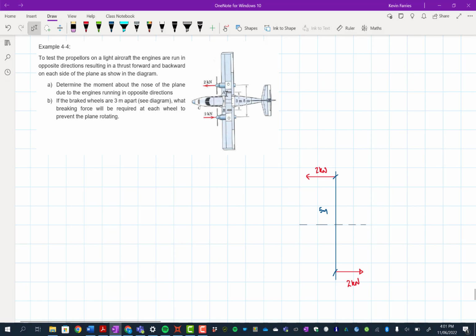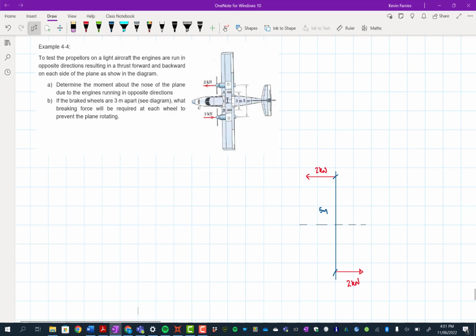These are the wheels here, and they've got brakes so that the plane doesn't actually turn. They're just running a test. It wants to know the moment about the nose of the plane due to the engines running in opposite directions. But because this is a couple, as we've already discussed, it doesn't really matter which point you choose.